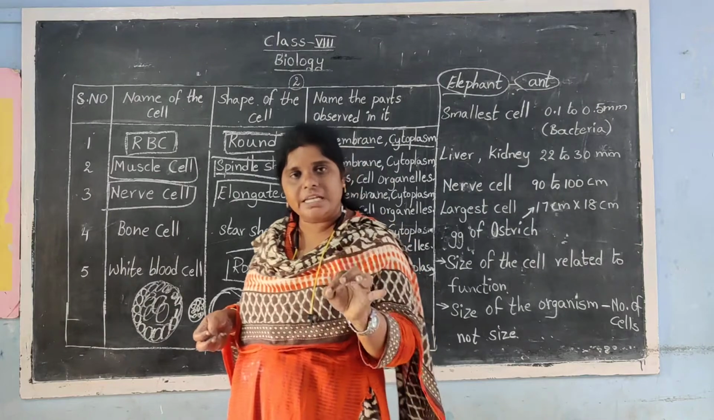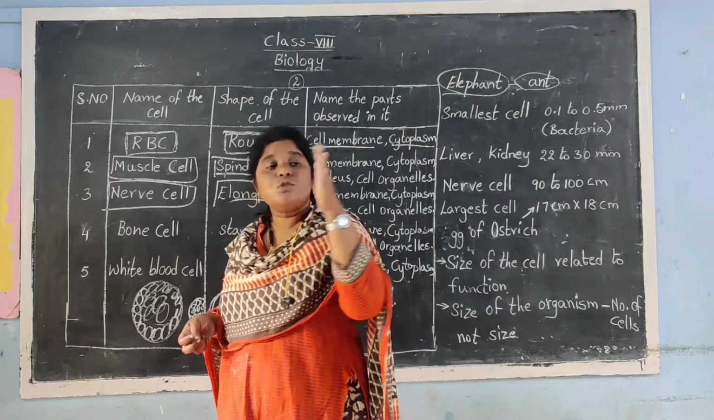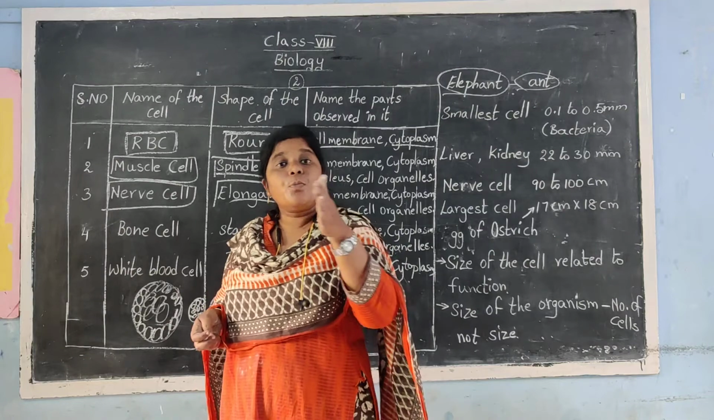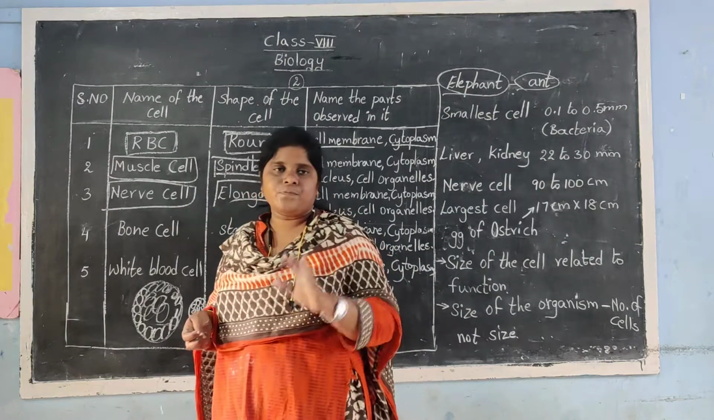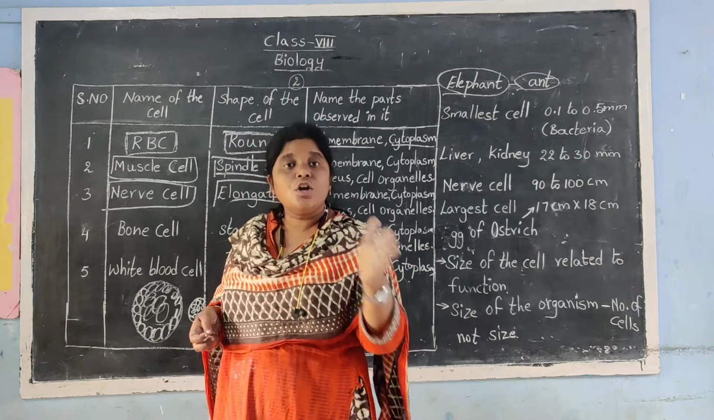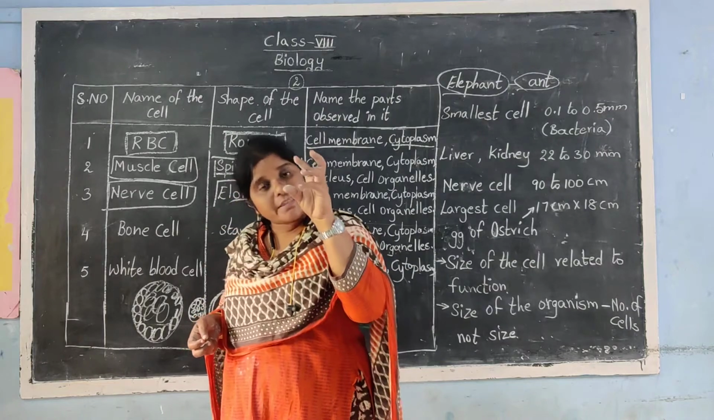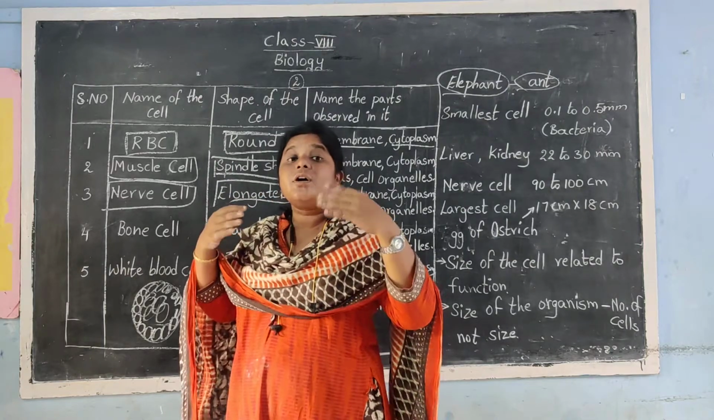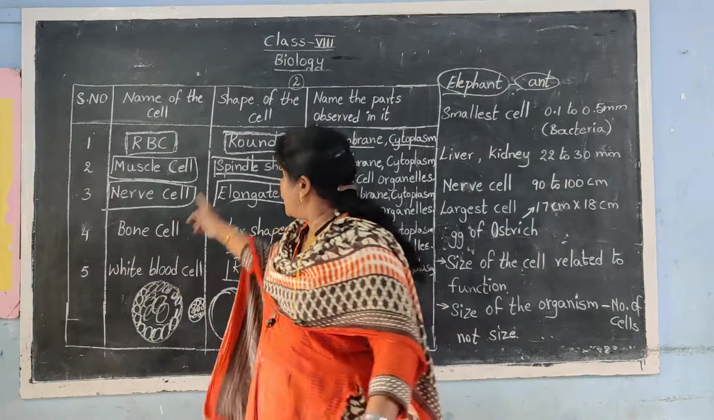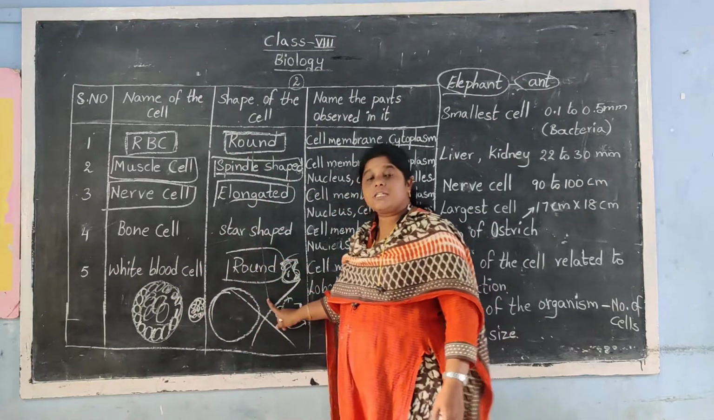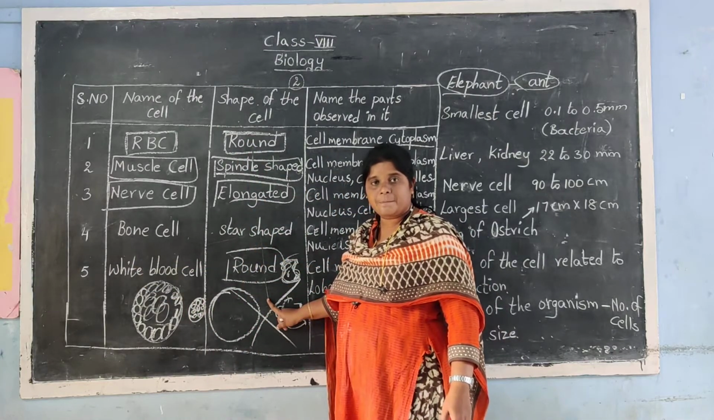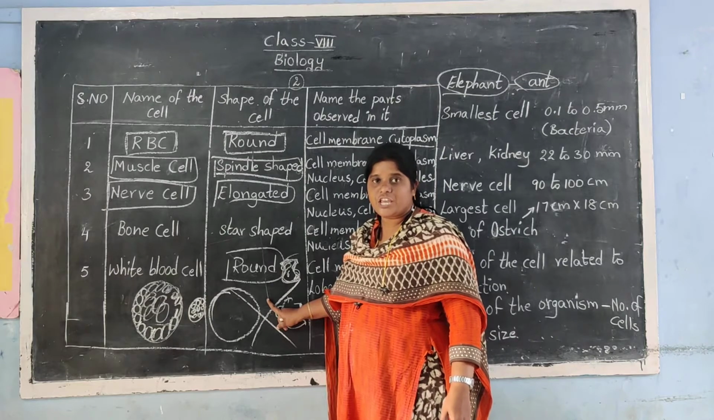That is why they named it pseudopodia. Pseudo means false, podia means feet. So by this we can understand that cells are of different shapes.